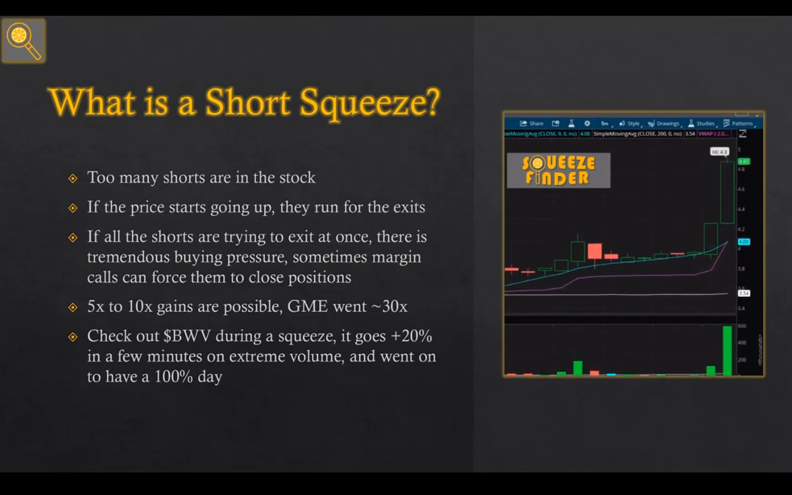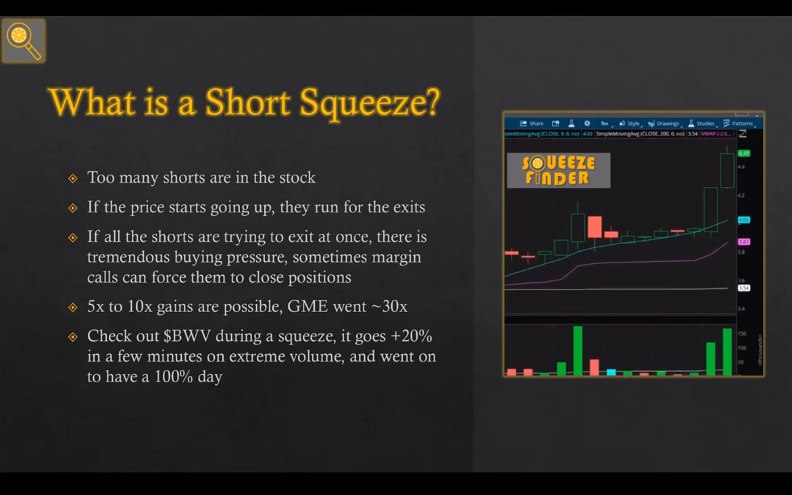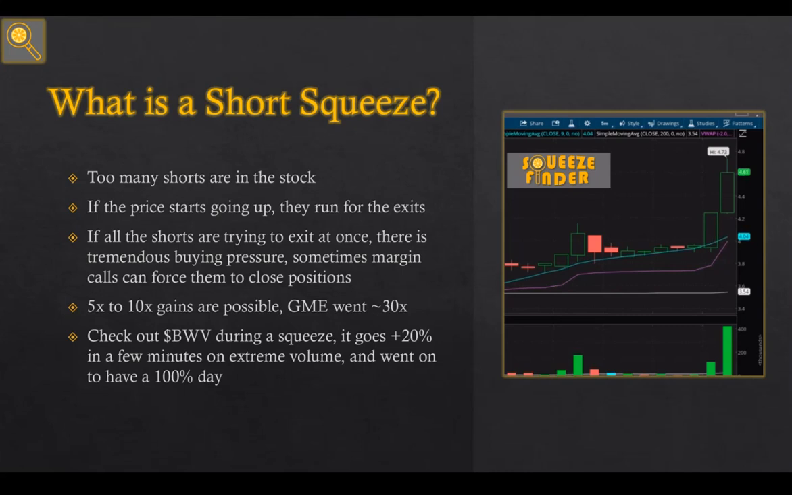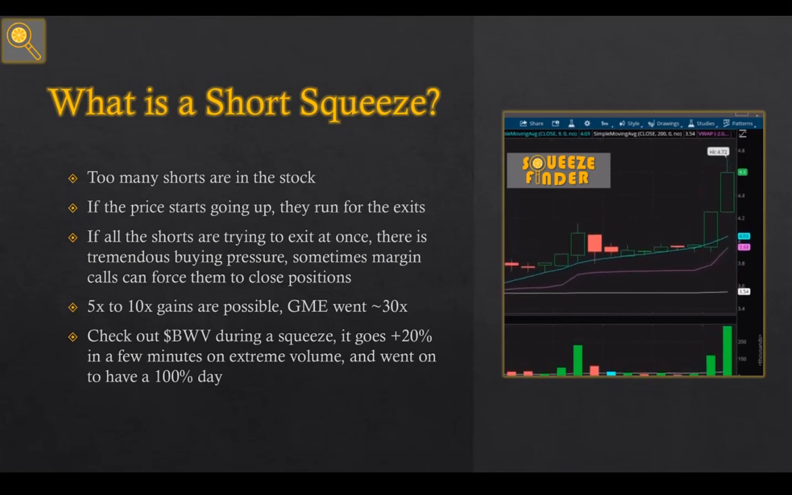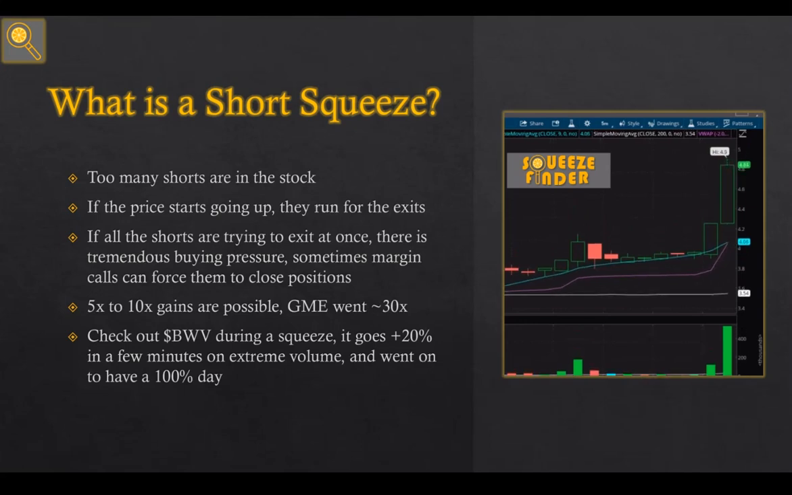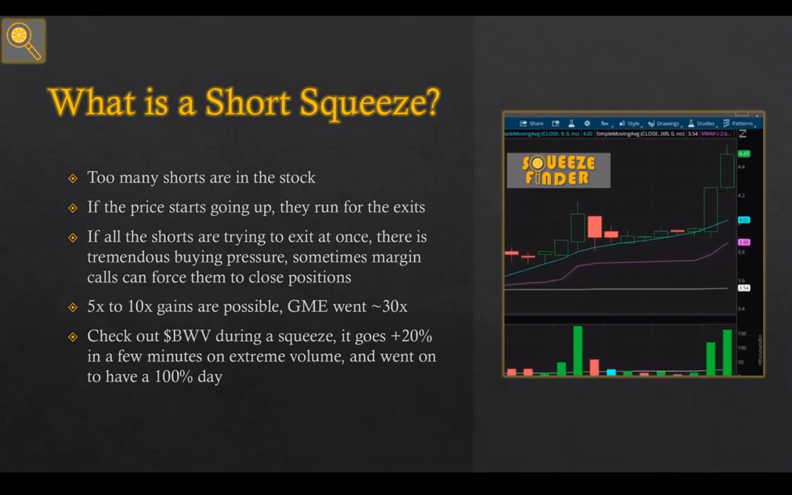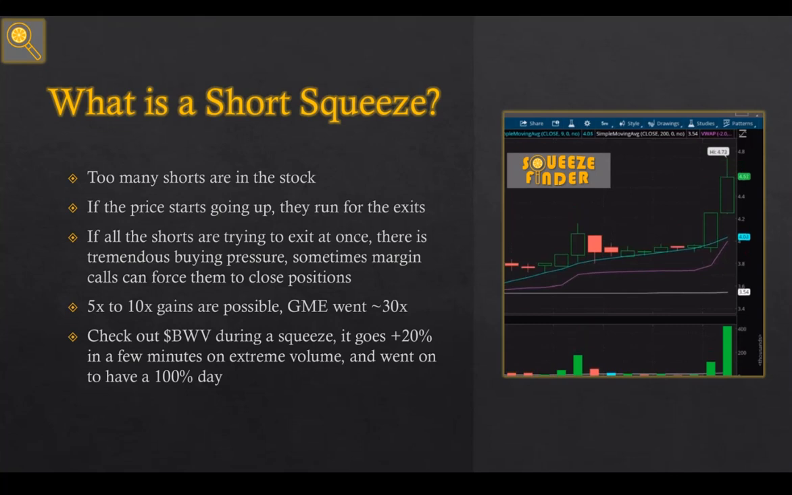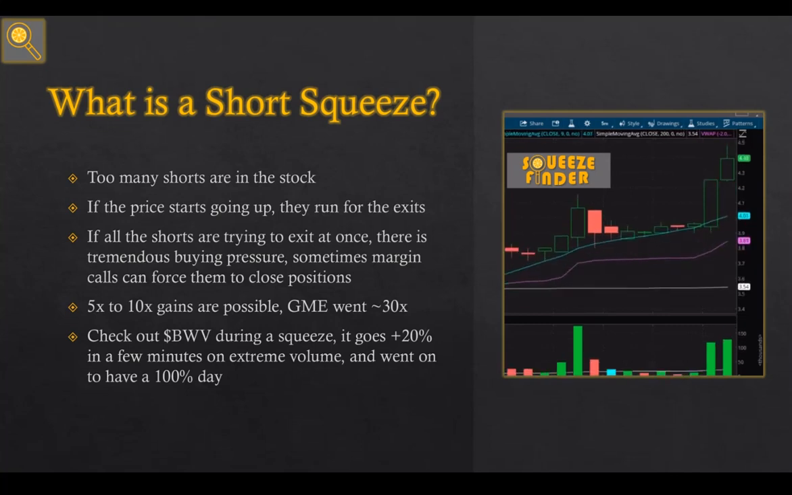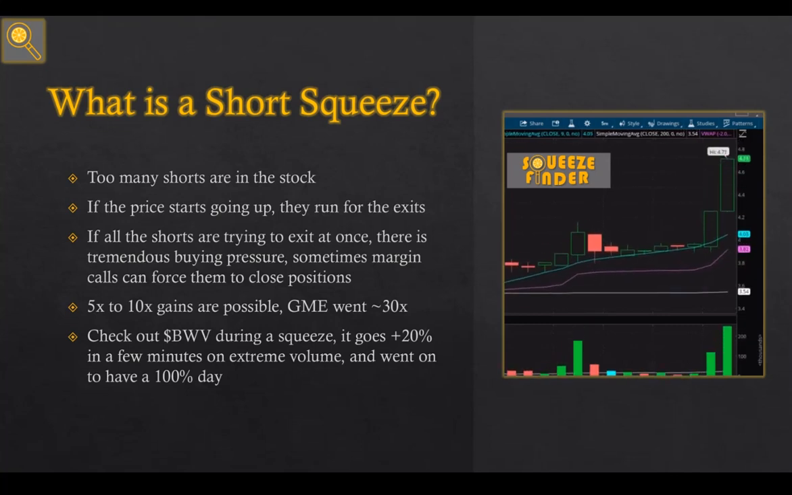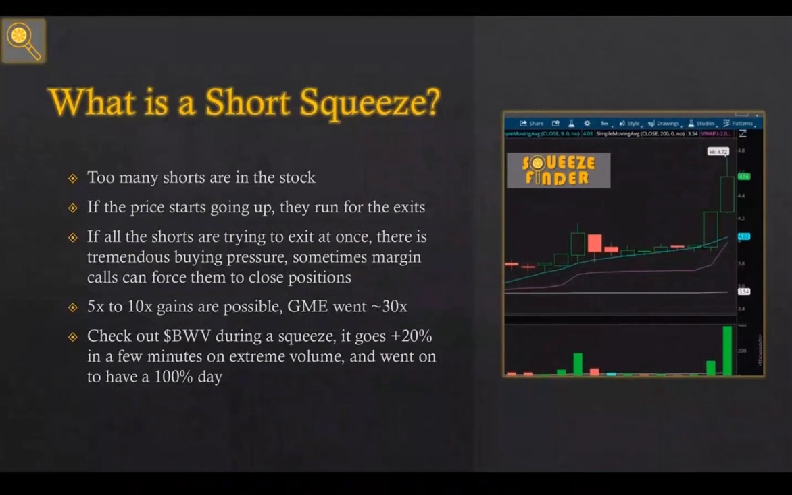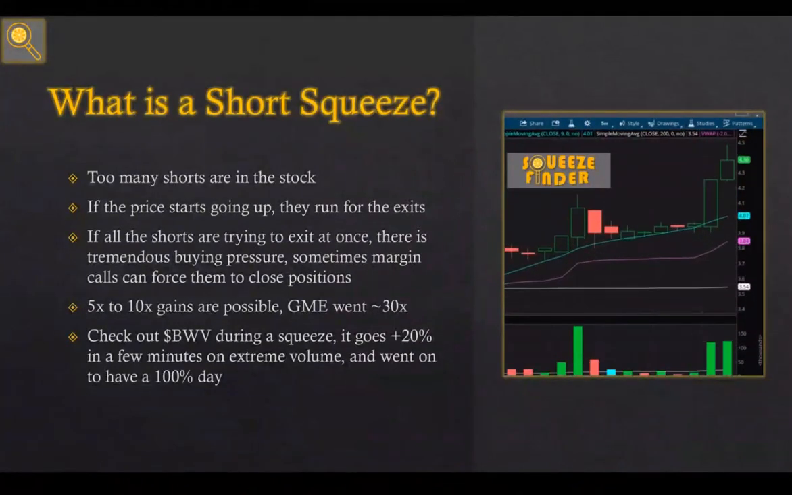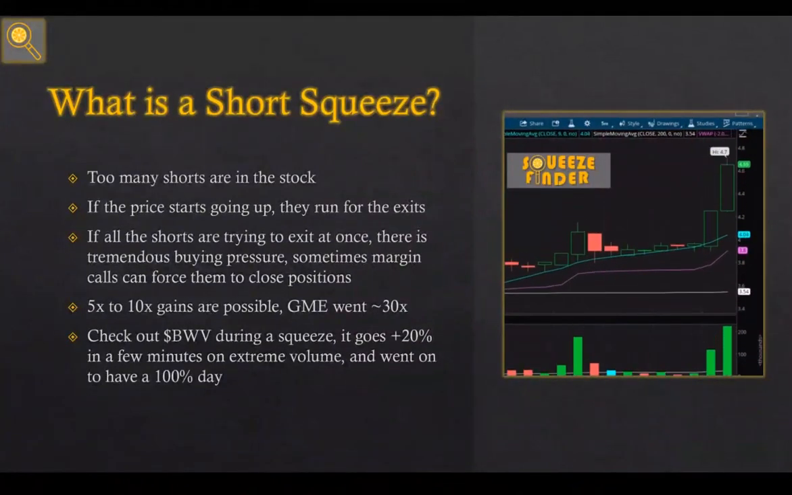So if you've got a scenario where longs are buying and bidding up the price, and then all of a sudden the shorts start getting out as well, you can get these really crazy movements, right? It's not uncommon to see 5 to 10x type gains. There have been a handful of those this year. GameStop, the big daddy, went 30x, I think, from low to high over the course of a week or 2 weeks or whatever it was. That was a really lengthy squeeze.